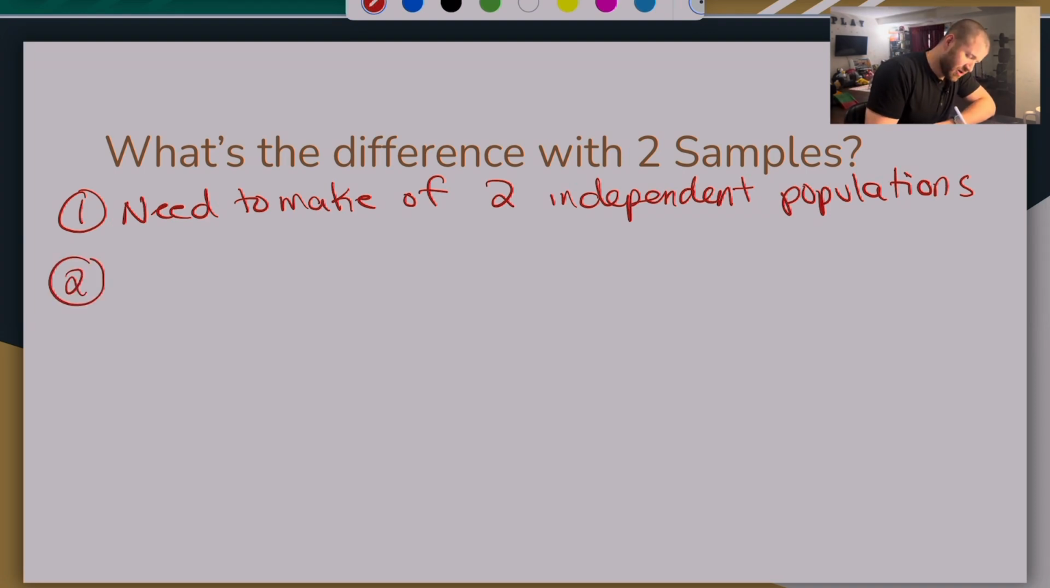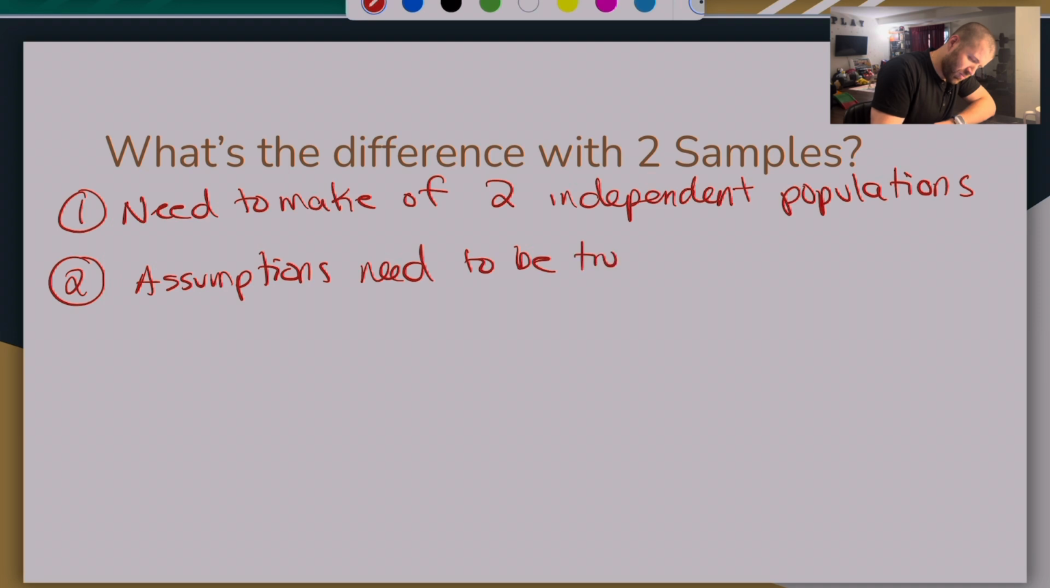And then the second thing now is just my assumptions need to be true for both. So that's it, right? Same thing with a two proportion z interval. They need to be true for both.